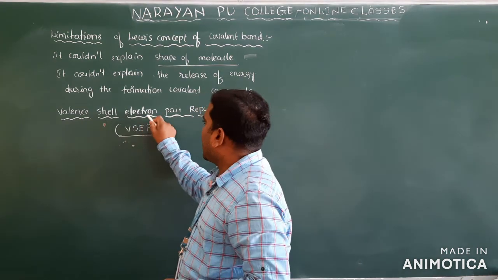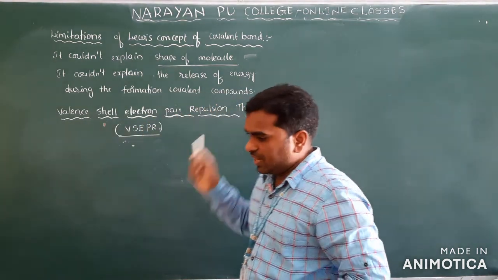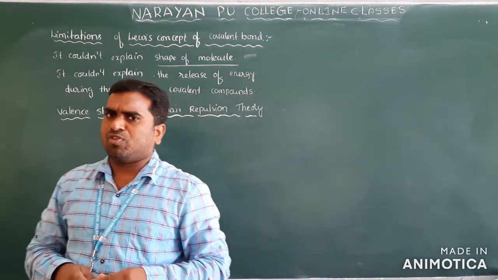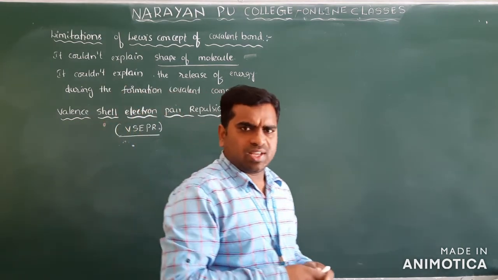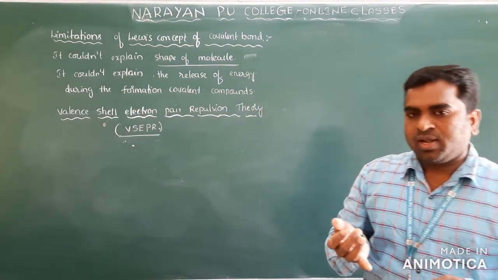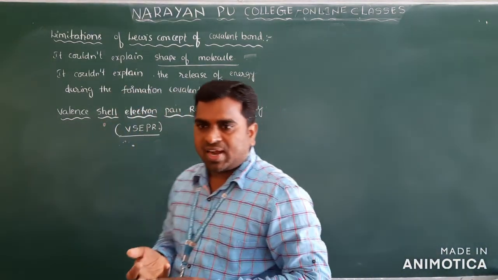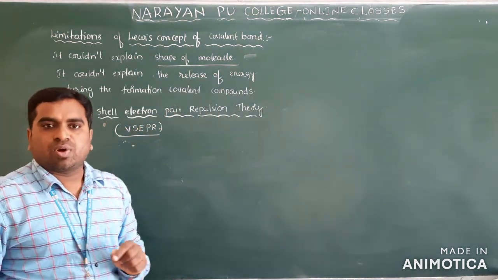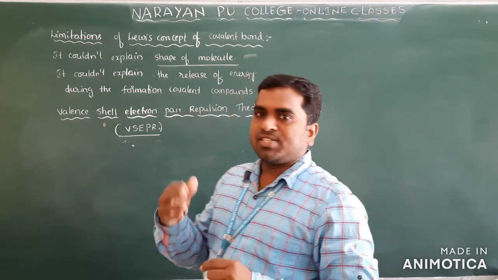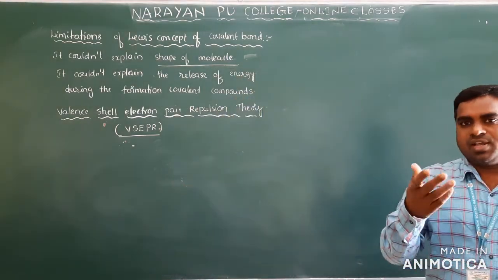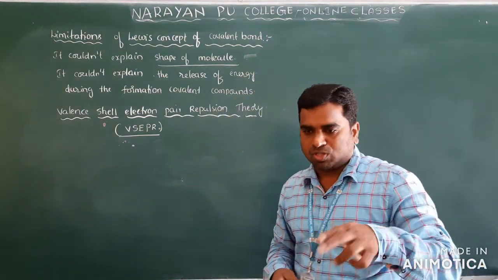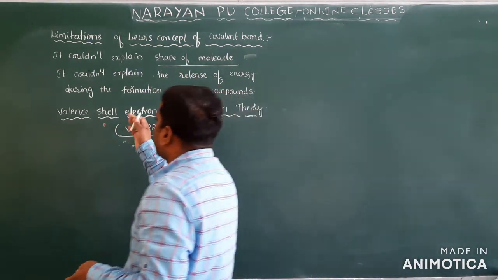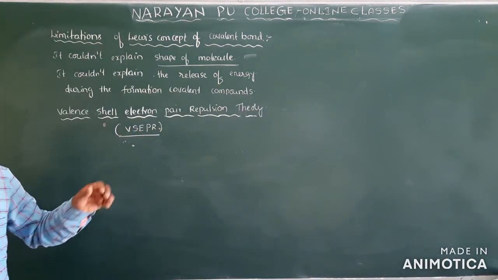valence shell electron pair repulsion theory. In the first class I mentioned that we have four theories in this chapter. The first one is the Lewis theory, and the second one is VSEPR theory. The next one is VBT, valence bond theory, and the next one is molecular orbital theory. Clear? We have completed the first one, and now the second one, valence shell electron pair repulsion theory.